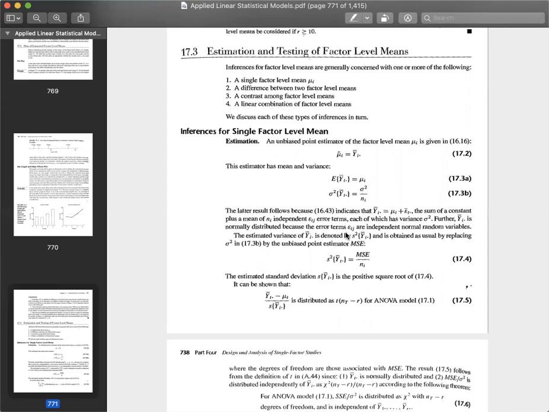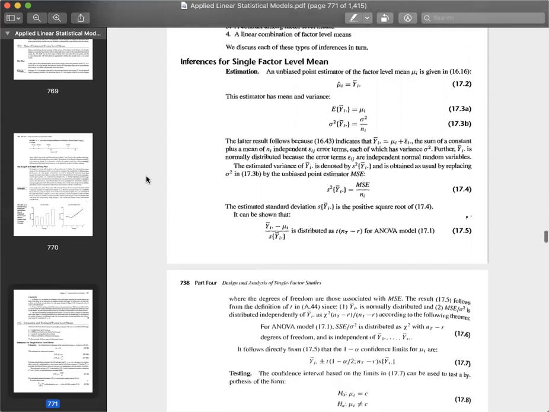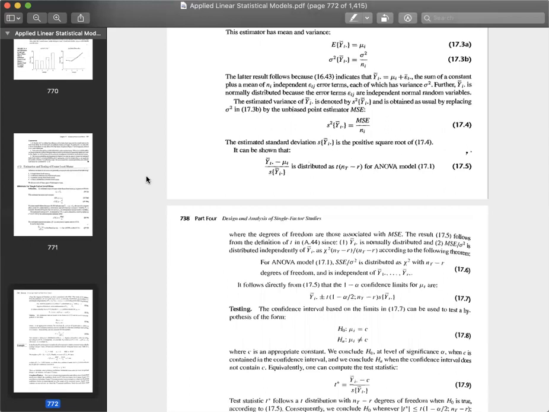The sum of a constant plus a mean of ni independent error ij error terms, each of which has a variance of sigma squared. Further, yi bar dot is normally distributed because the error terms error ij are independent normal random variables. The estimated variance of yi bar dot is denoted by s squared and is obtained as usual by replacing sigma squared by the unbiased point estimator MSE. So it becomes MSE over ni. The estimated standard deviation s of yi bar dot is the positive square root of 17.4.